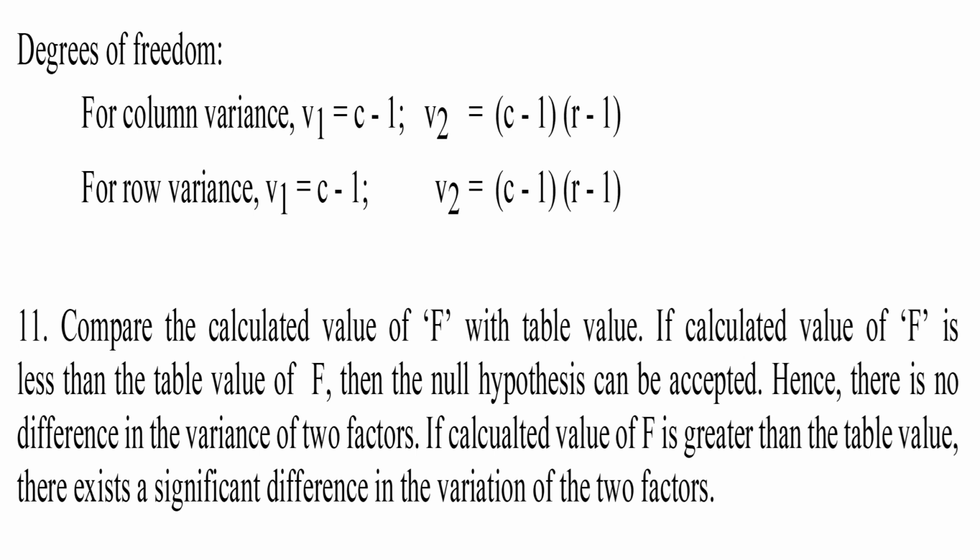11. Compare the calculated value of F with the table value. If the calculated value of F is less than the table value of F, then the null hypothesis can be accepted. Hence, there is no difference in the variance of the two factors. If the calculated value of F is greater than the table value, there exists a significant difference in the variation of the two factors.